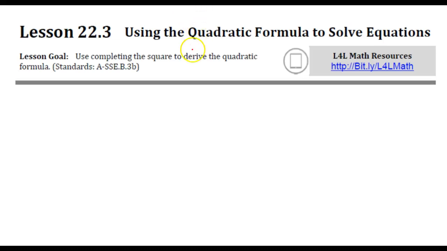Alright, we made it to the very last lesson, 22.3, using the quadratic formula to solve equations. So again, in your packet you have examples, look them over, use them. Pretty much I'll be just doing live action examples that are the practice problems that you need to be doing.